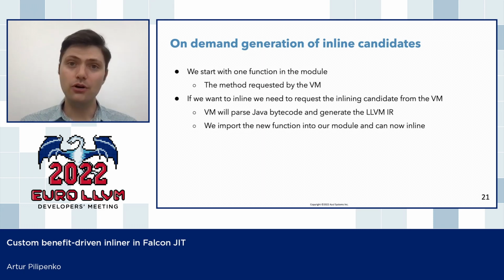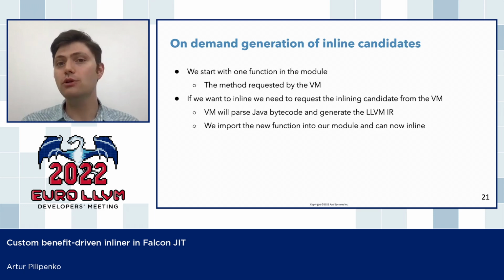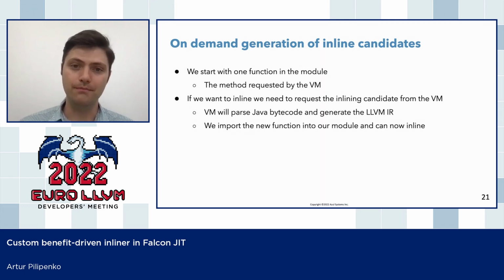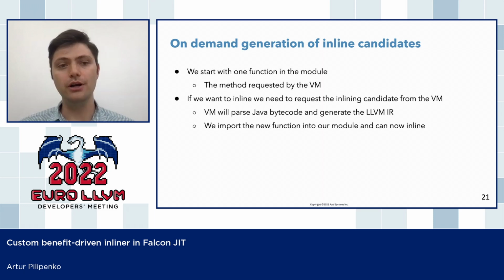When we start our compilation, our module contains only one function. This is the function corresponding to the method requested by the VM. And if we want to inline something, we need to request the inlining candidate from the VM. The VM will parse the Java bytecode of the corresponding method. It would generate the LLVM IR, and then we would import this function into our module. And only after that, we will be able to inline.